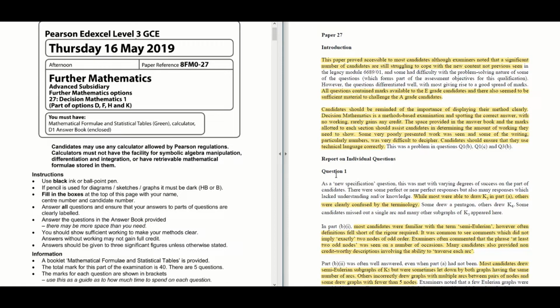Some candidates had very poor handwriting, which made it very difficult to figure out what's going on, and as a final piece of advice, you're reminded that you should use technical language correctly. With regards to that, I'd say just go over the textbook and make sure that you know the definitions and when to use certain words.